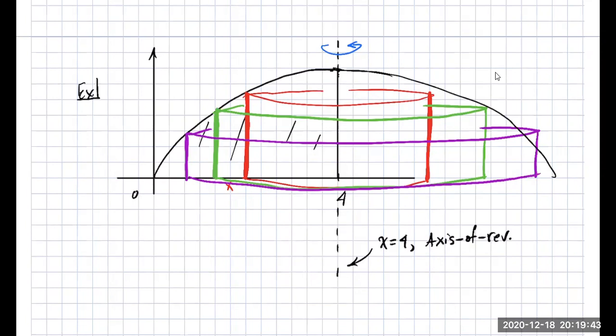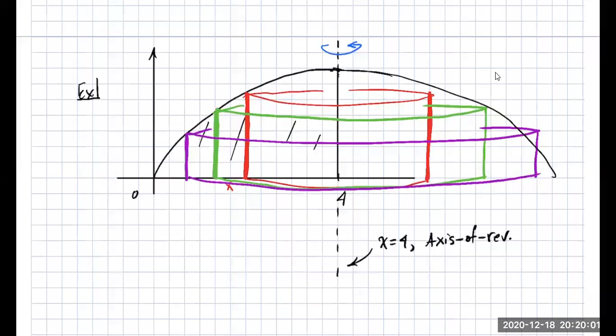Shells inside of shells inside of shells, and so on. Eventually, there are going to be so many shells inside of this that they're going to blend into each other, gang, and it's going to look like one smooth solid. So instead of using discs, we're using cylindrical shells.